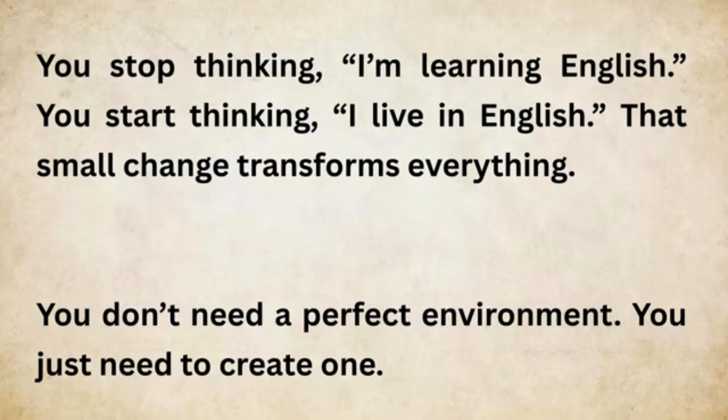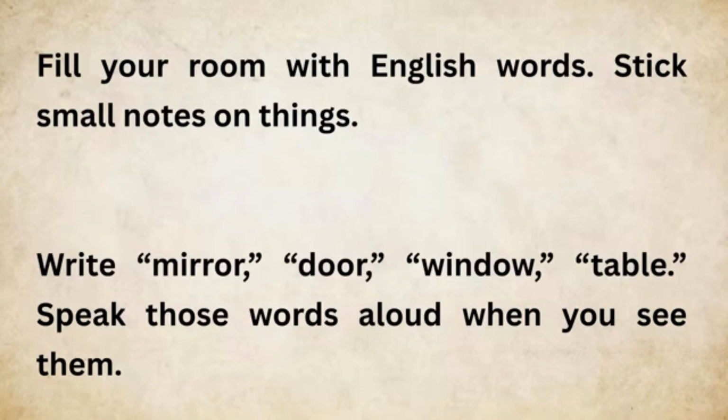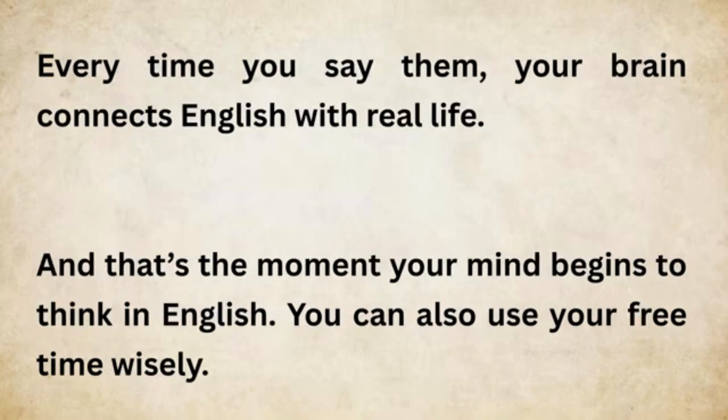You don't need a perfect environment. You just need to create one. Fill your room with English words. Stick small notes on things. Write mirror, door, window, table. Speak those words aloud when you see them. Every time you say them, your brain connects English with real life. And that's the moment your mind begins to think in English.